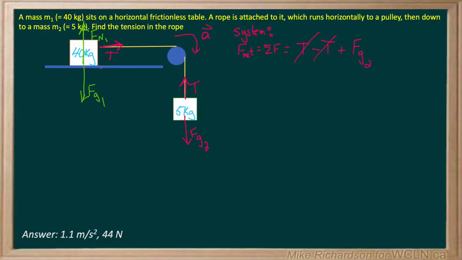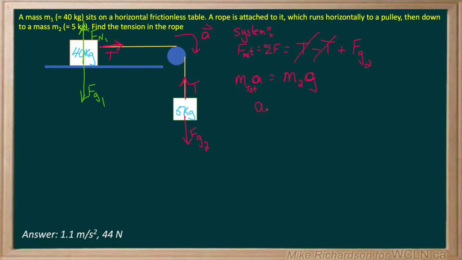The green vectors don't go into my equation for 2 reasons. 1, they cancel each other off. And 2, they're not in the direction of motion. There's no component of them that's parallel to the acceleration. So my net force is always ma. And because I use the entire system, this would be my total mass. ma is going to simply be equal to Fg2, which is m2 times g.